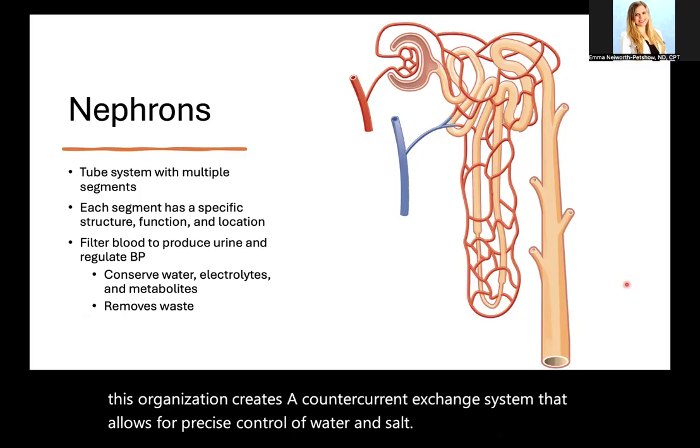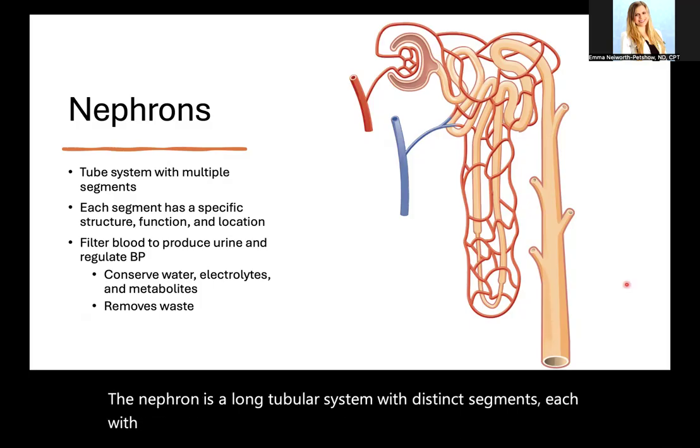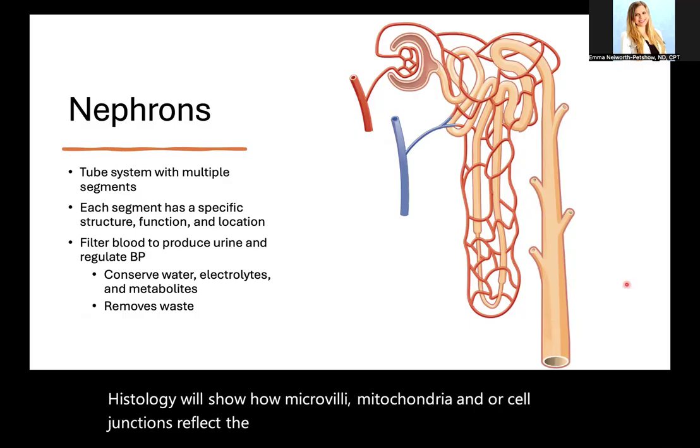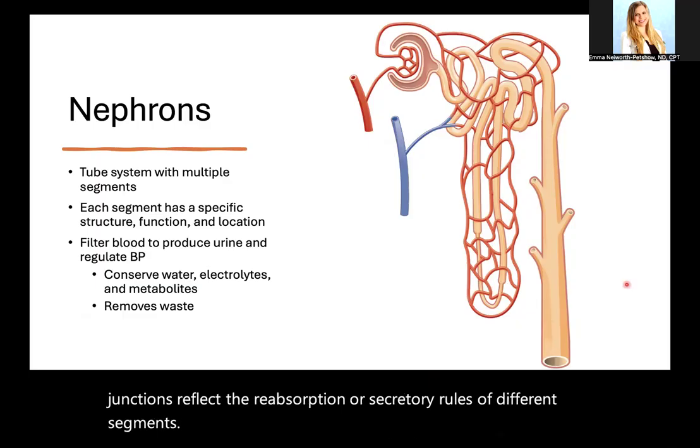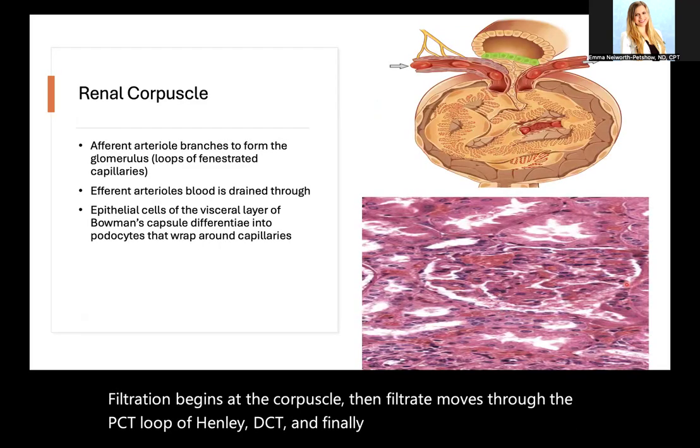The nephron is a long tubular system with distinct segments, each with a unique epithelial specialization. Histology will show how microvilli, mitochondria, and cell junctions reflect the reabsorptive or secretory roles of different segments. Filtration begins at the corpuscle. Then filtrate moves through the PCT, loop of Henle, DCT, and finally the collecting duct.